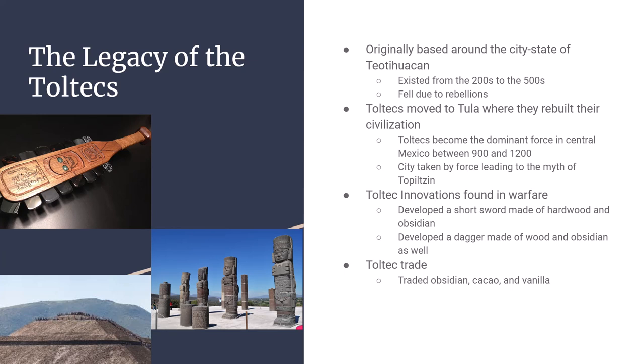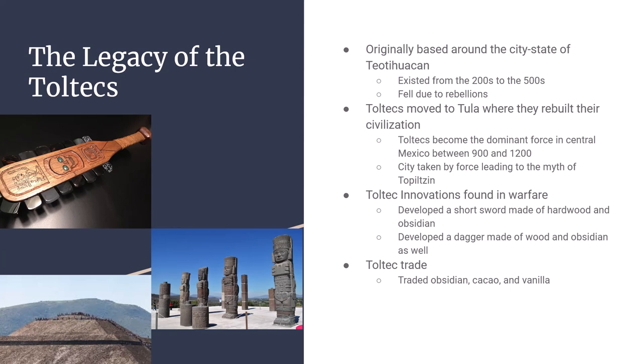Some of the things that helped the Toltecs become so powerful: they have a sword that you can see a picture of here. It's made of wood and obsidian. Obsidian is a very, very strong type of glass. It's a volcanic glass, and it can be made to be razor sharp. And then they also have daggers, knives made out of wood and obsidian as well. So their weaponry is much more advanced than anything else at the time.